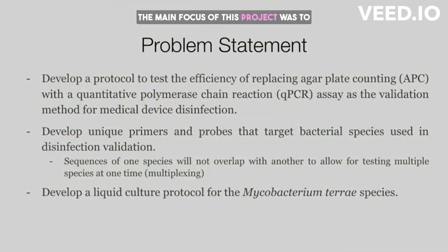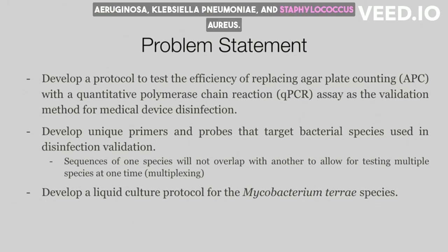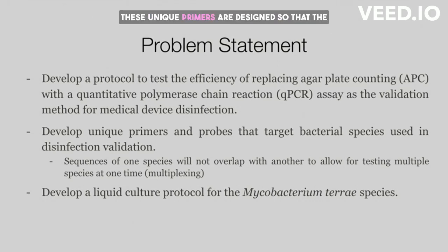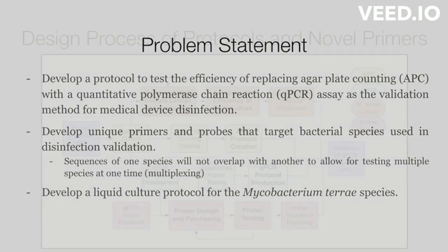The main focus of this project was to develop a protocol to test the efficiency of replacing agar plate counting with a qPCR assay as the validation method for medical device disinfection. Here, we aim to develop unique primers and probes targeting the bacterial species used in disinfection validation, which are E. coli, P. aeruginosa, Klebsiella pneumoniae, and Staph aureus. These unique primers are designed so that the sequences targeting each species will not interact with the others while testing multiple species at a time in a process called multiplexing.